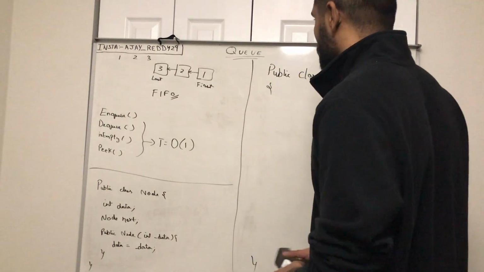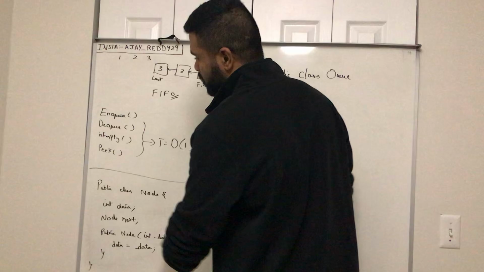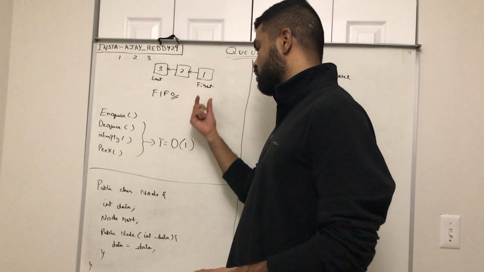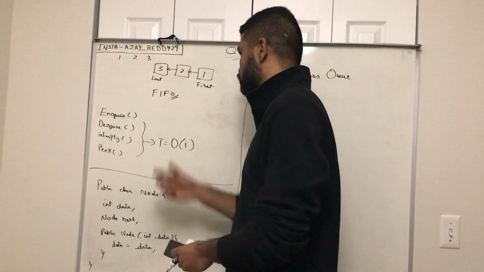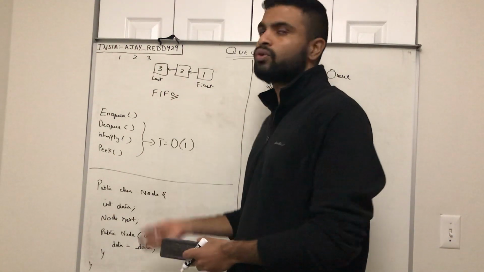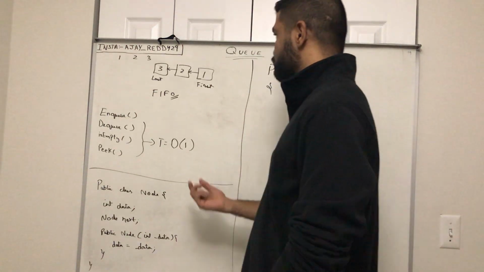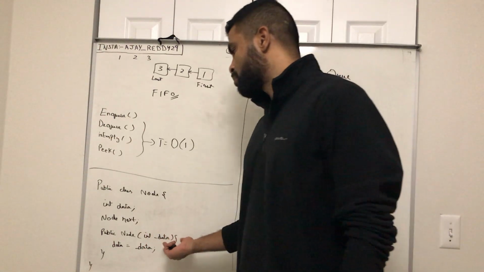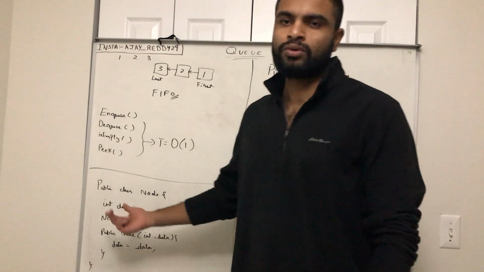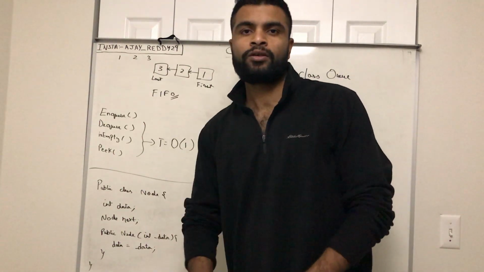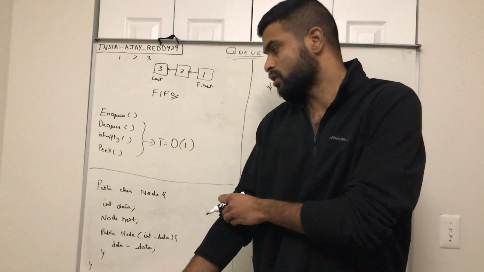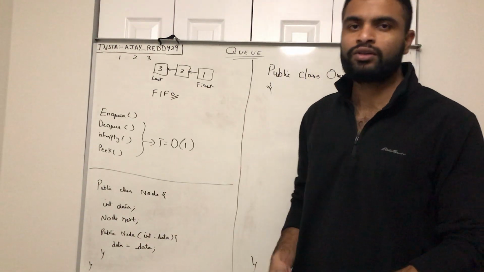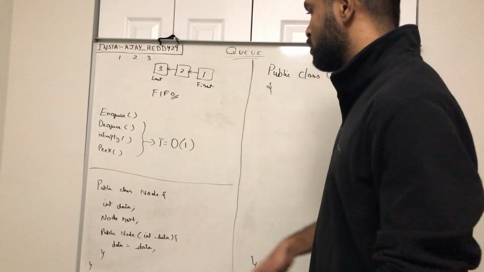I have already implemented a class called Node, where each node has data. Here I'm having 3 nodes, and each node has data and the next node as well. I'm also having a constructor where I pass data and assign it to the node's data, so that I can create a new node easily in the queue class.